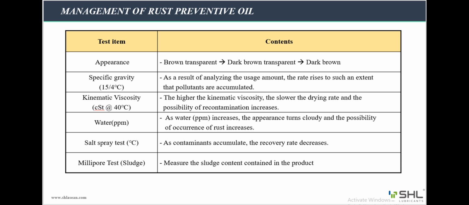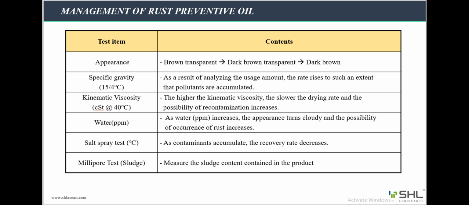Finally, about management of rust preventive oil. The first basic factor that we can control is the appearance. The color of the oil will change after each use, and based on the color, we can basically determine if the oil has any problems compared to the original or not. Next is about specific gravity. As a result of analyzing the usage amount, the rate rises to such an extent that pollutants are accumulated. It determines the quality of the produced oil, and also the concentration of additives and impurities of the oil when used after a while.